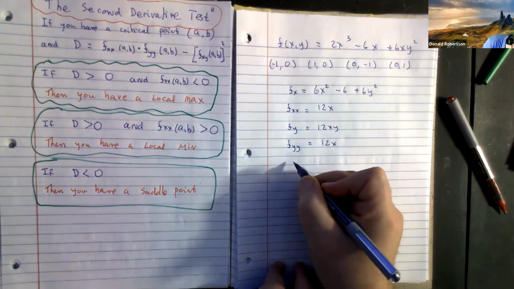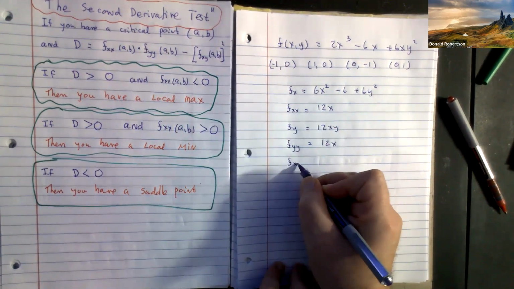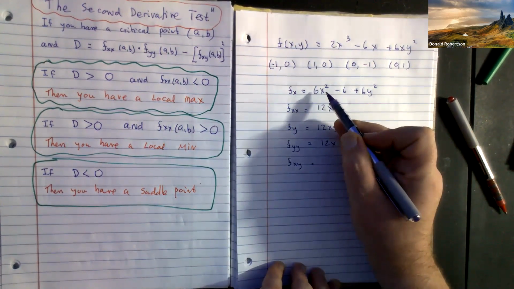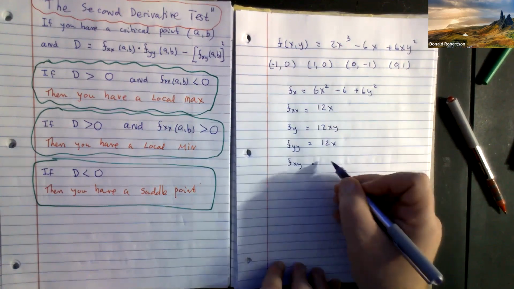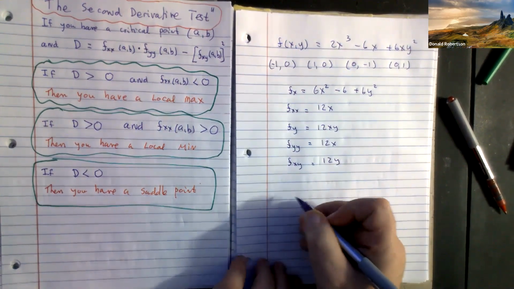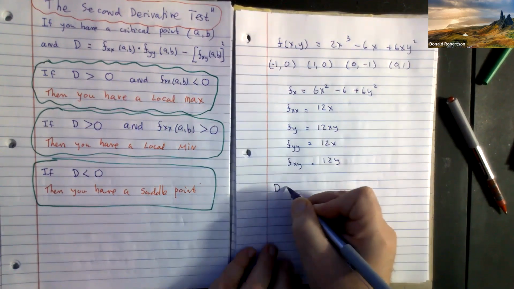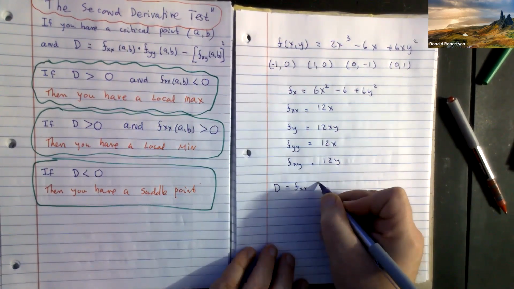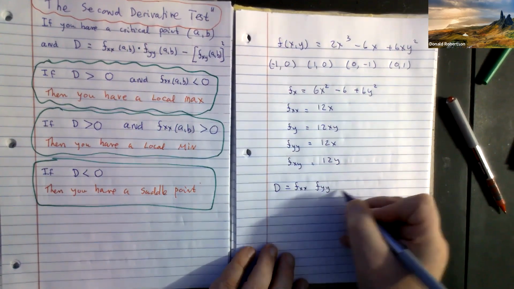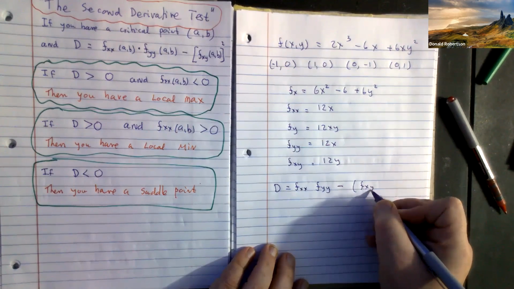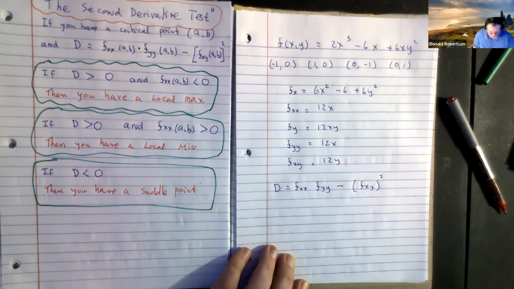It's interesting. And then f of xy, well, if you take this guy and do it with respect to y, it disappears, you get 12y. Now, d is that guy times that guy, take away that guy squared.